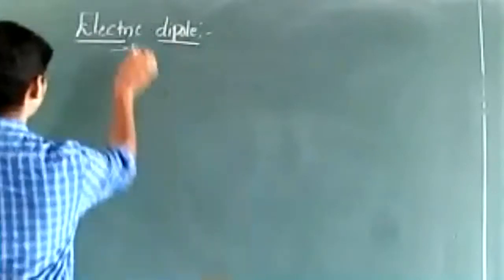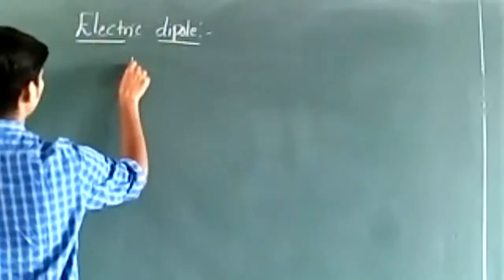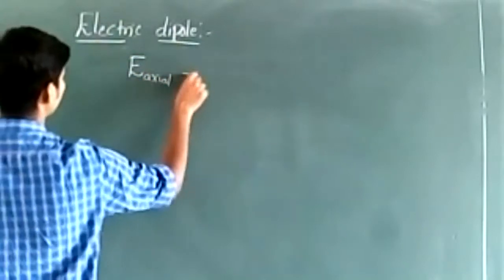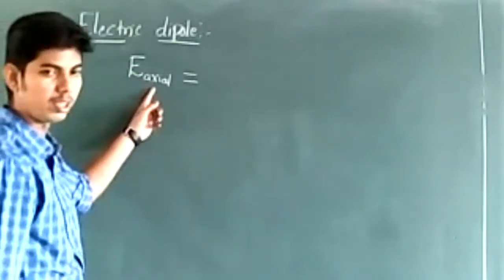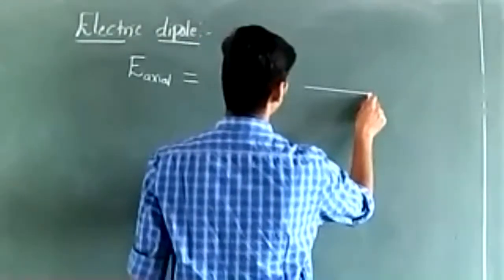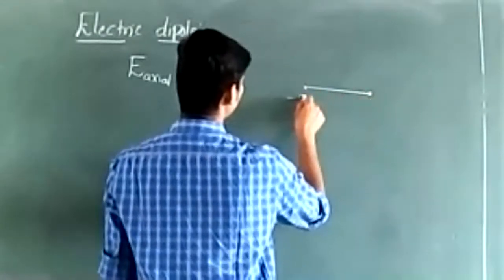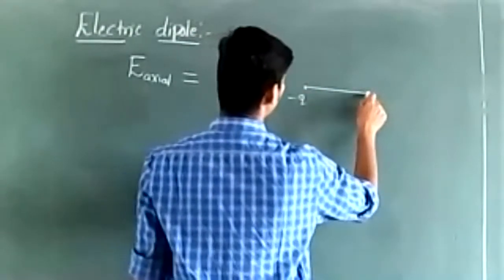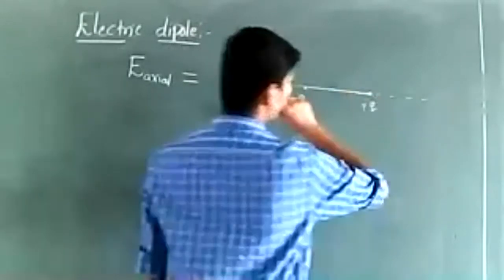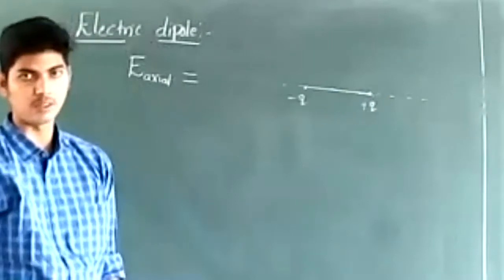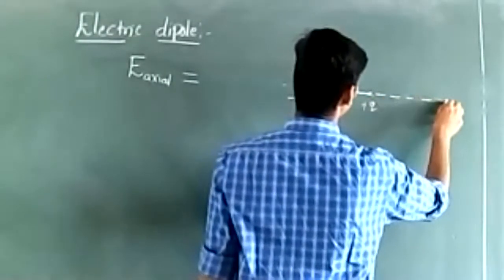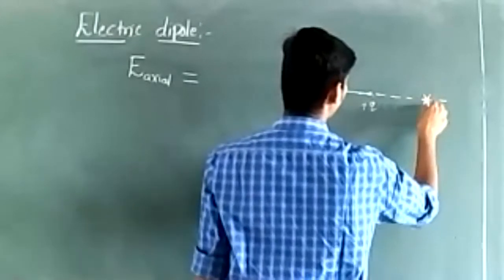See, electric field produced by an electric dipole at a point on axial line. You know what is axial line? If this is an electric dipole, this is minus q, this is plus q. A line drawn along the axis of a dipole is called axial line. So this is the axial line. This is a point on the axial line.